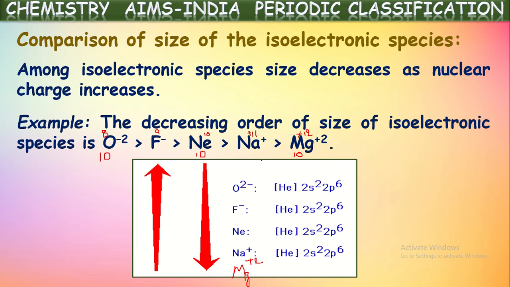Right? Size will be least for Mg plus 2 and it will be greater for O minus 2. Okay.